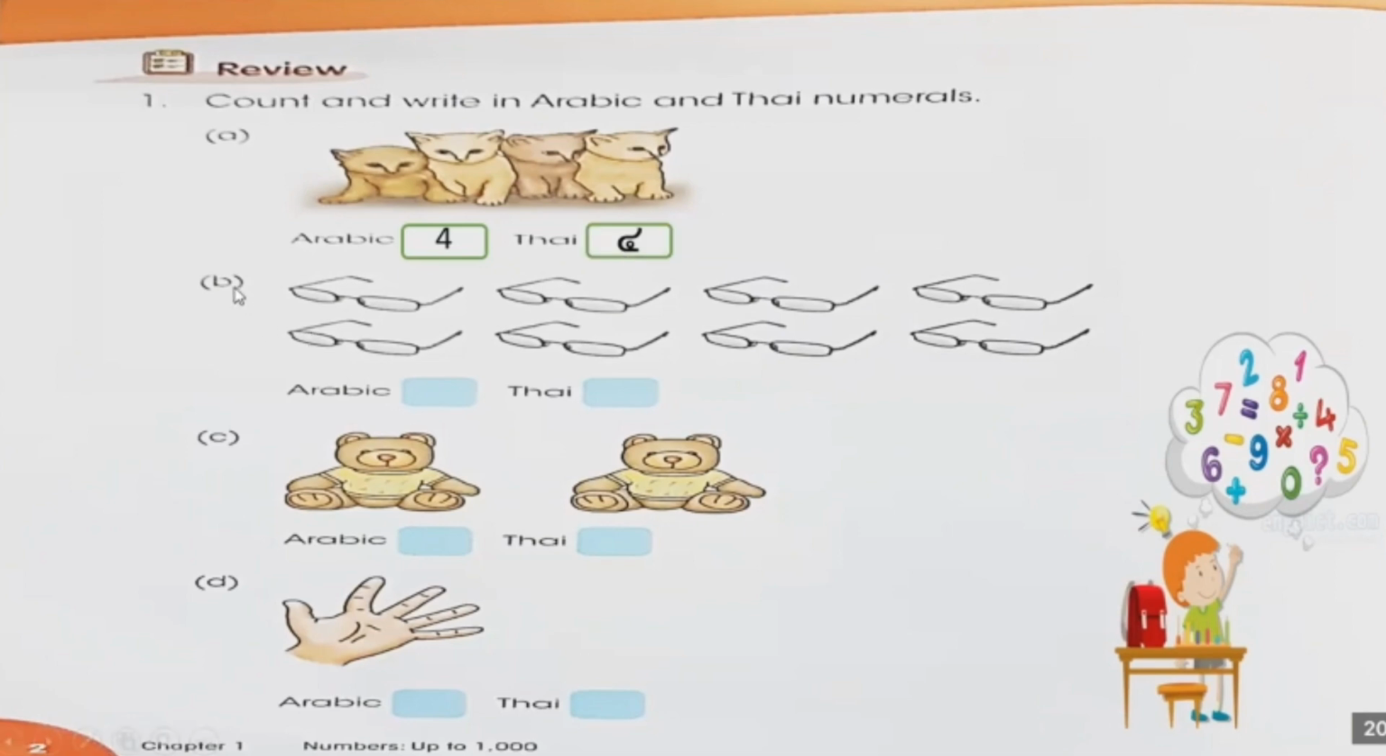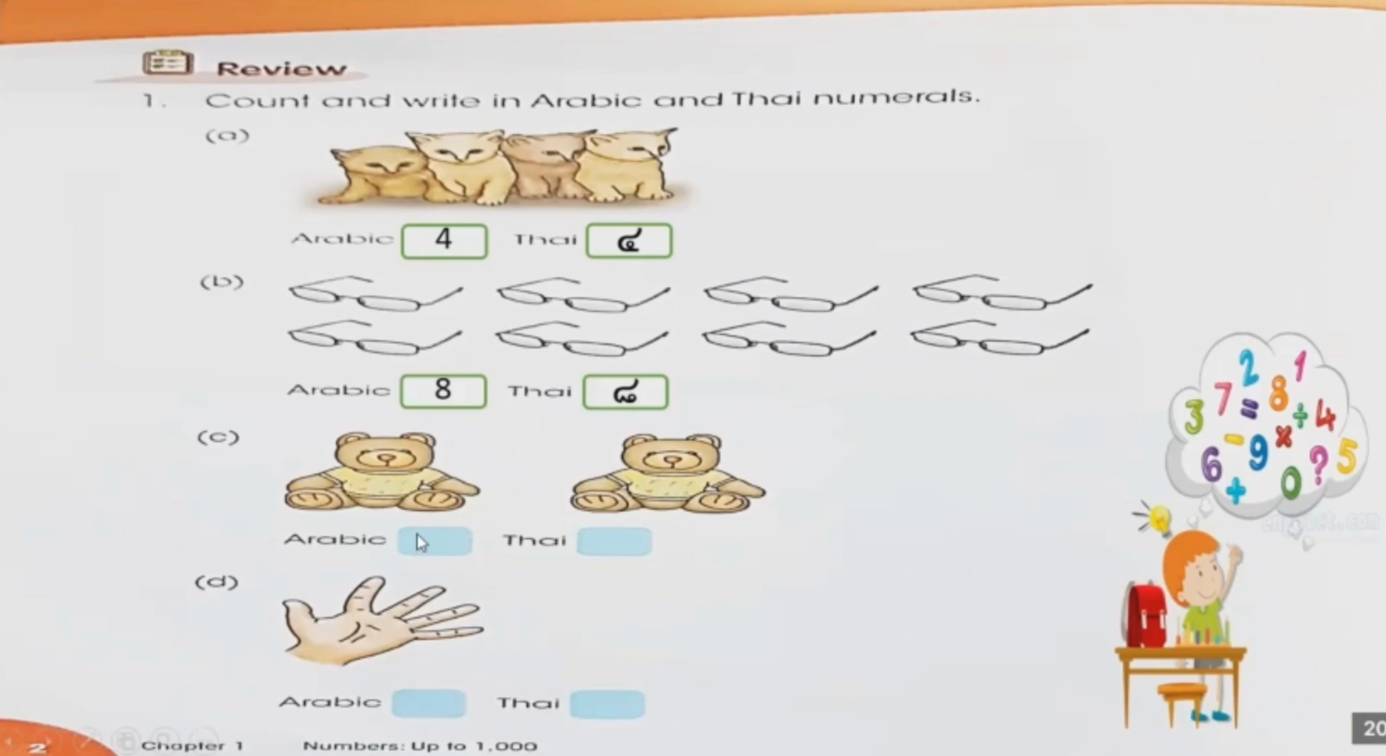Okay, it's very easy. You learned it when you were in Anubahan 3, or you say kindergarten 3, you learned it already, right? So it's very easy. It's just a review. Now, letter B. How many sunglasses can you see here on the screen? Let us count. 1, 2, 3, 4, 5, 6, 7, 8. So there are 8 sunglasses. So you write here 8 in Arabic, and on the other side, you write the Thai numeral 8.